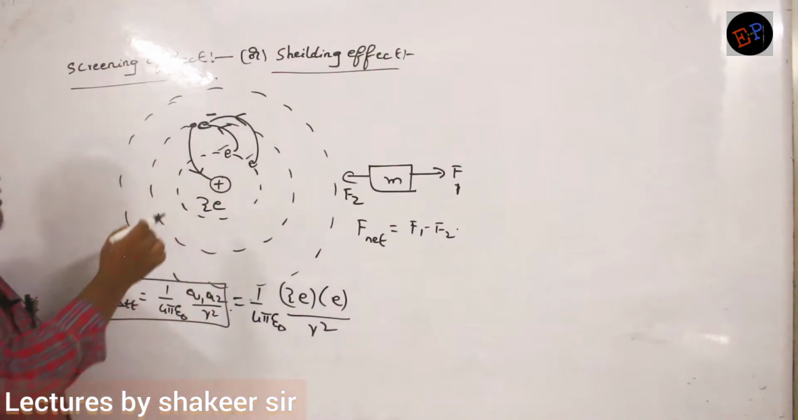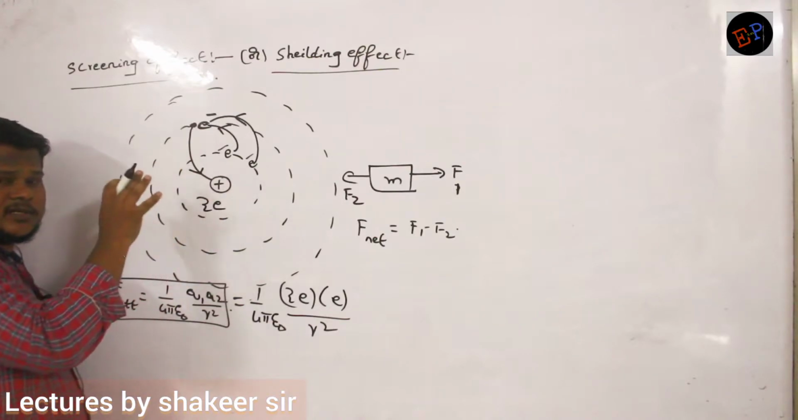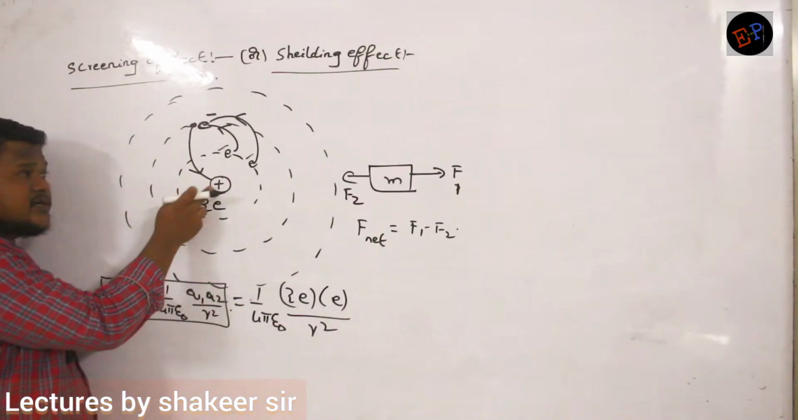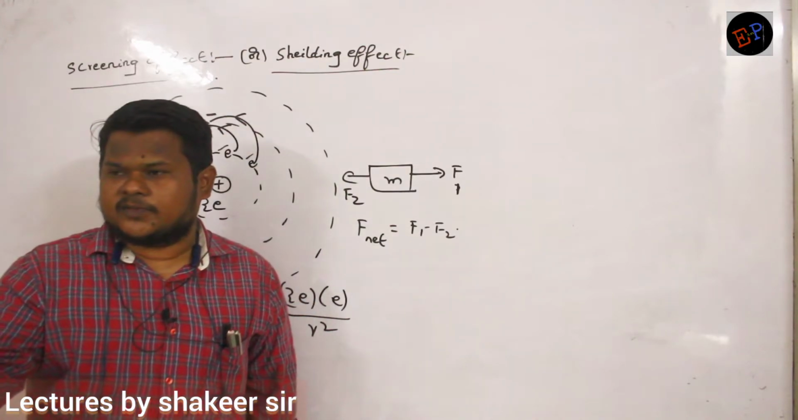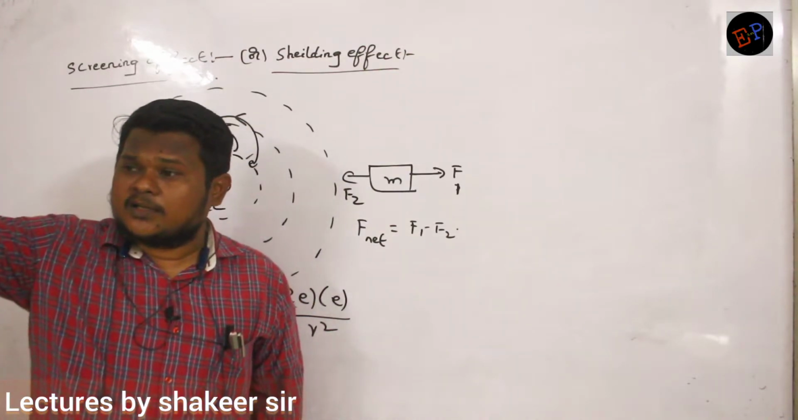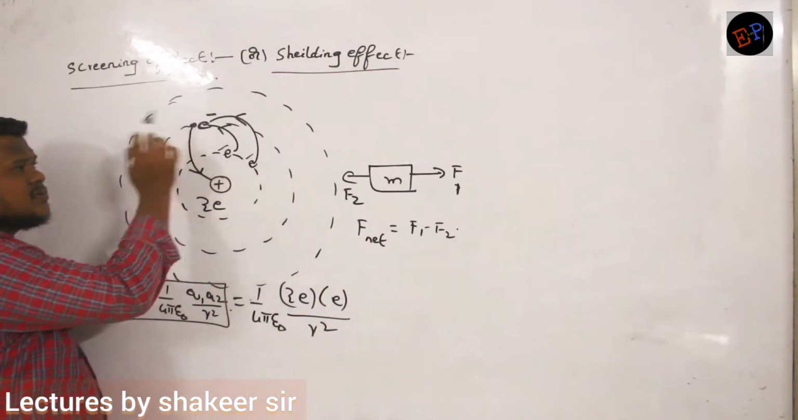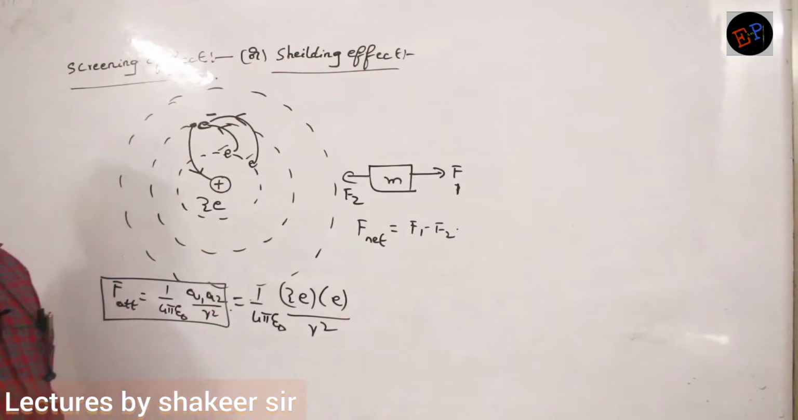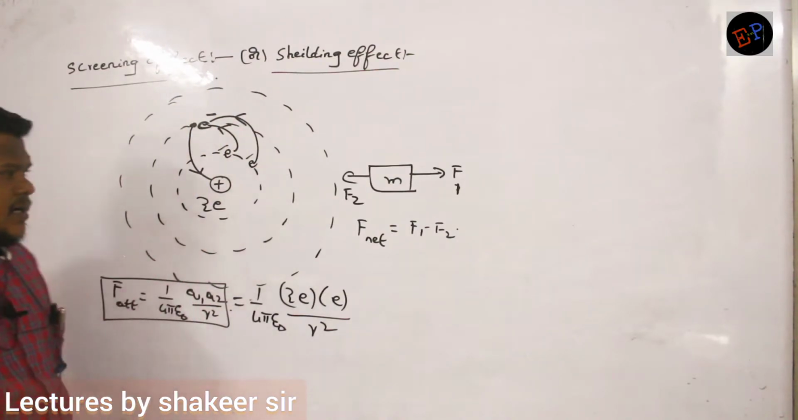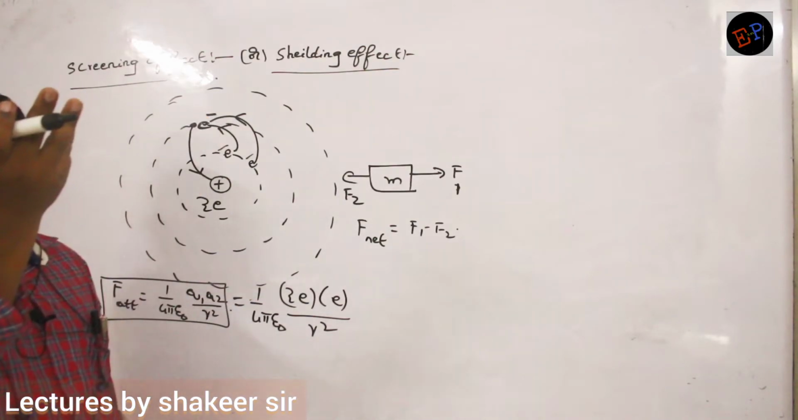So because of the electrons which are present in the innermost shells, the effect of nucleus on this electron decreases. The effect of nucleus on the electron will reduce because of the force of repulsion between these electrons and these electrons. That effect we call as shielding effect. And as the number of innermost electrons increases, shielding effect also increases.